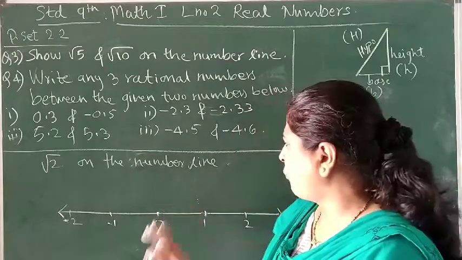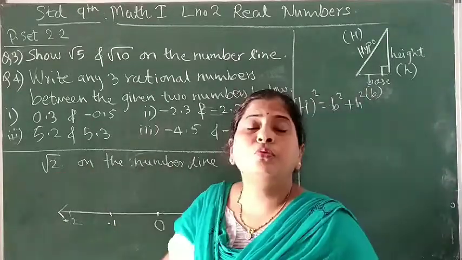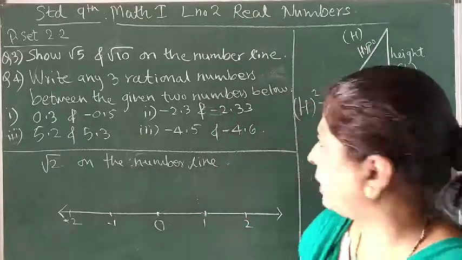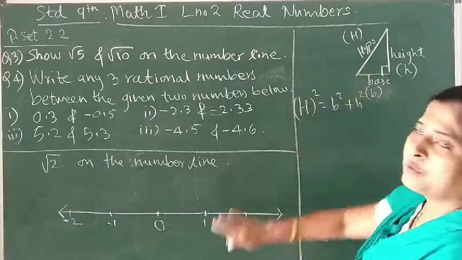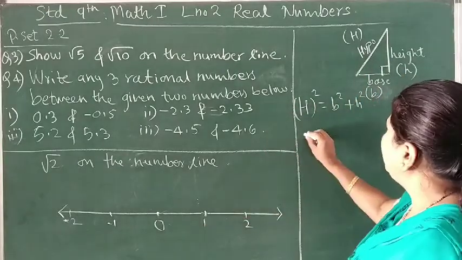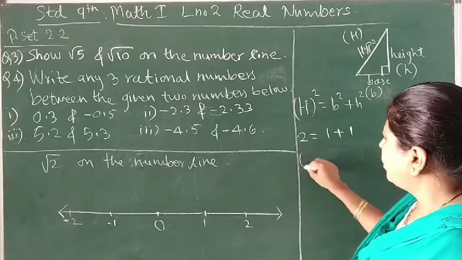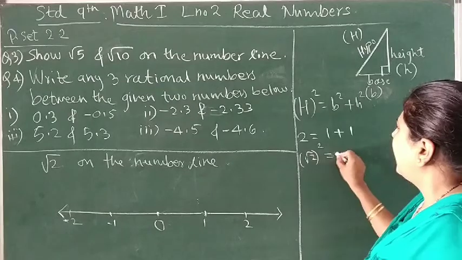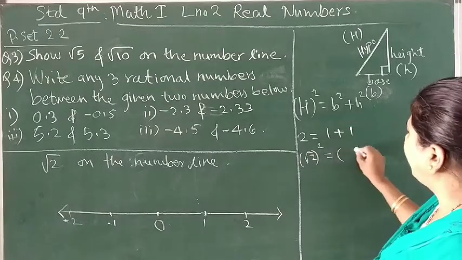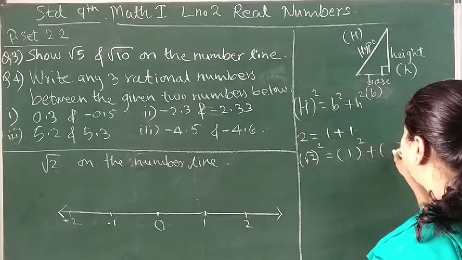Now if you want to show an irrational number, we have learned to show square root of 2 on the number line. How is this concept going to be helpful to us? We know that 2 is equal to 1 plus 1. So 2 is the square of what? 2 is the square of square root of 2. And then 1 is the square of 1 itself. And this 1 is also the square of 1 itself.